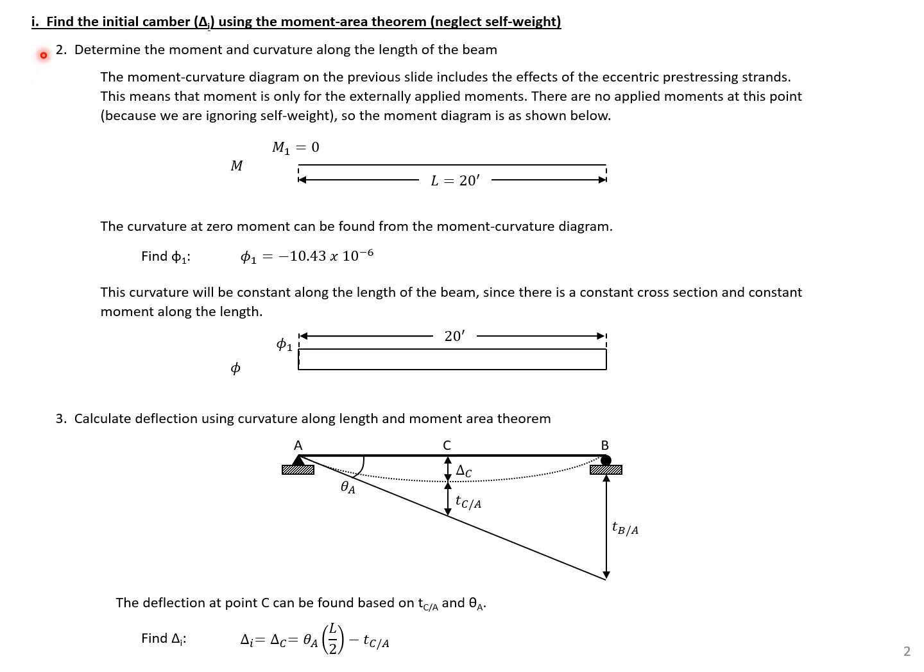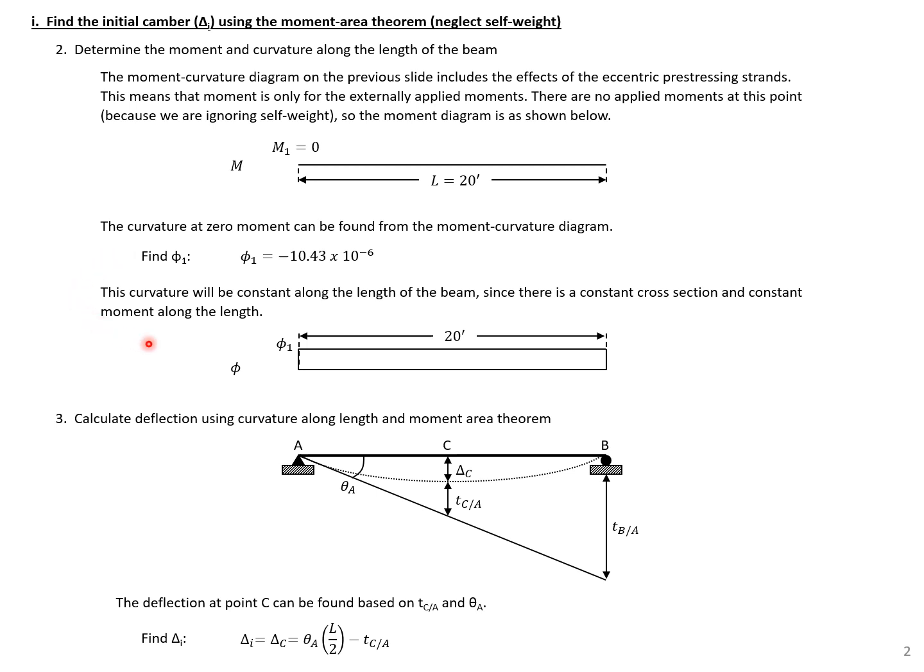Our next step is to determine the moment and curvature along the length of the beam. Because we're neglecting self-weight, the applied moment along the length of the beam is going to be equal to 0. We take into account the effects of our eccentric pre-stressing in our moment-curvature diagram, so we don't need to add those effects into our moment diagram. So then, with our moment equal to 0 along the length, we can find the corresponding curvature for 0 moment from our moment-curvature diagram, and we'll find that curvature to be negative 10.43 times 10 to the negative 6th.